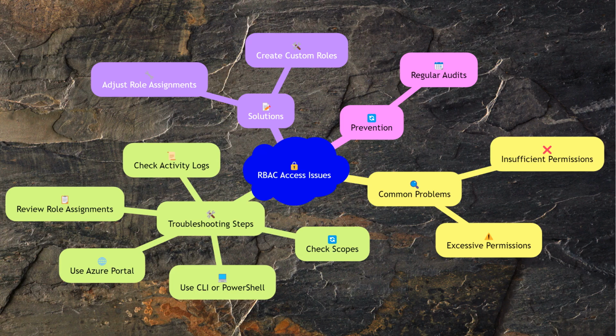Despite its flexibility, RBAC can sometimes lead to access issues. Common problems include users not having the permissions they need or having more permissions than intended. To troubleshoot, start by reviewing the user's role assignments and the scopes at which they are applied. Use the Azure portal, CLI, or PowerShell to view and manage role assignments. Check the activity logs for any recent changes that might have affected access. If necessary, adjust role assignments or create custom roles to resolve the issue. Regular audits can help prevent these issues from occurring in the first place.